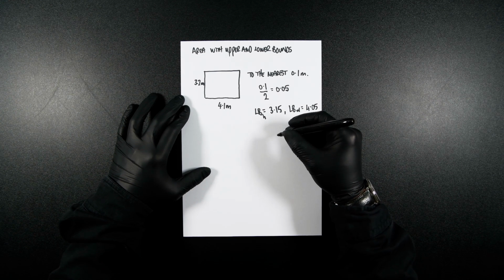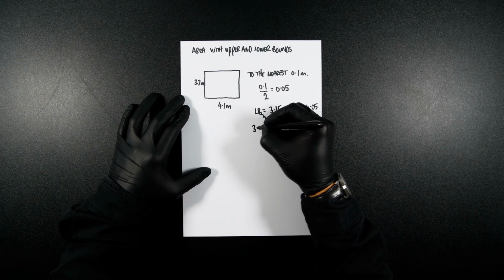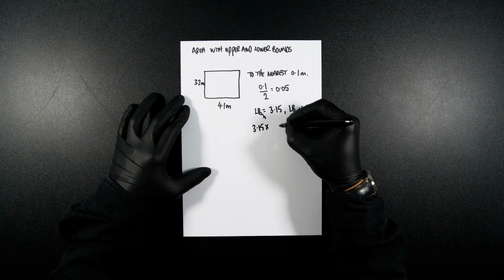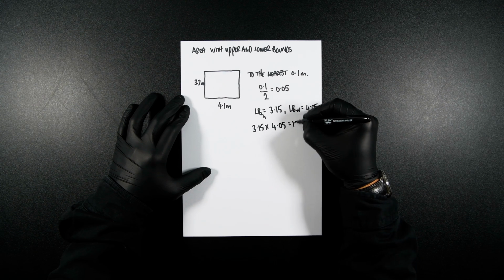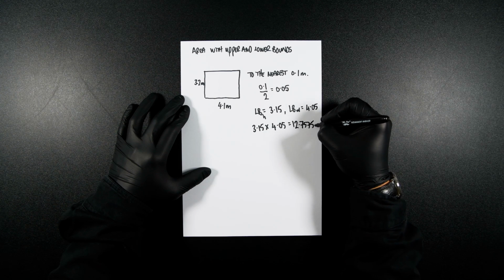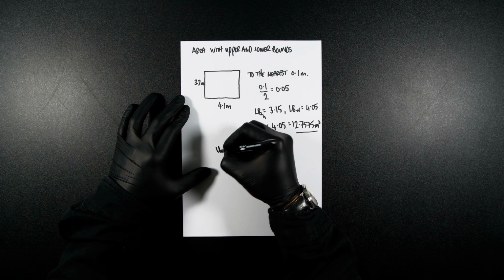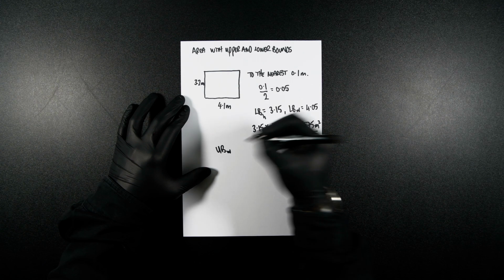So that means that the area when it's applying the lower bounds is going to be 3.15 times 4.05, which is going to be 12.7575 meters squared.